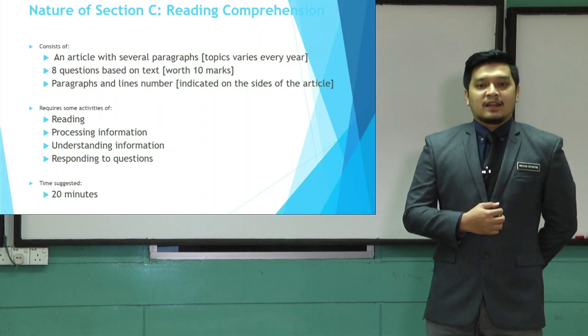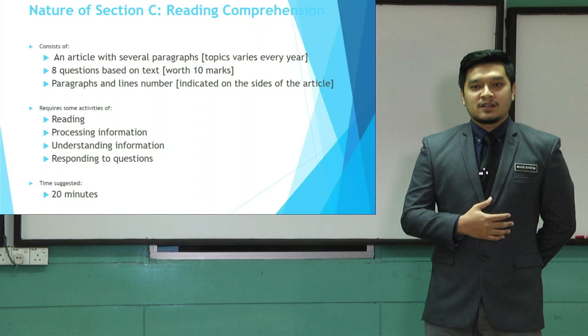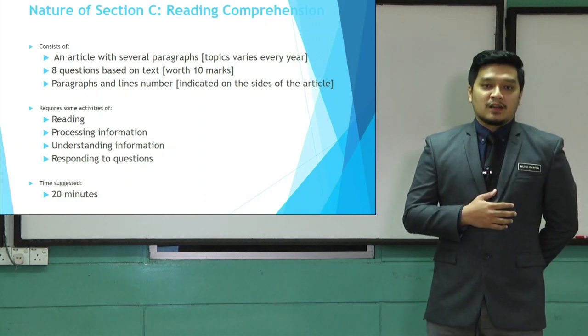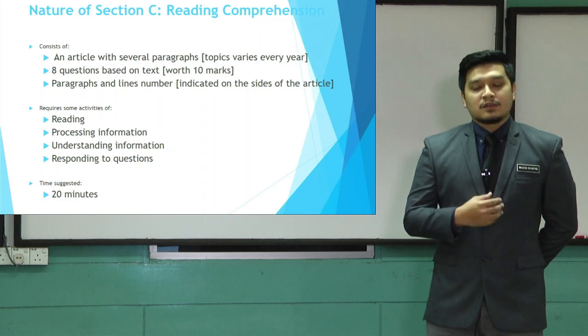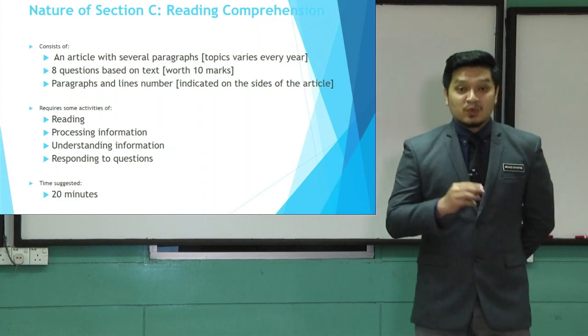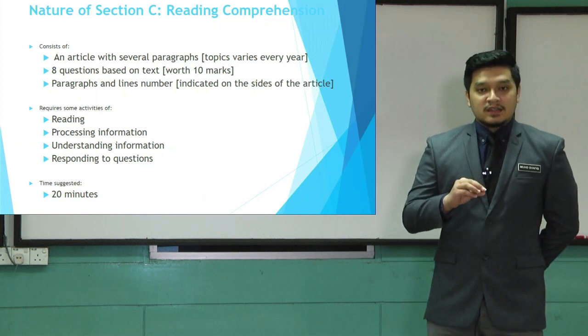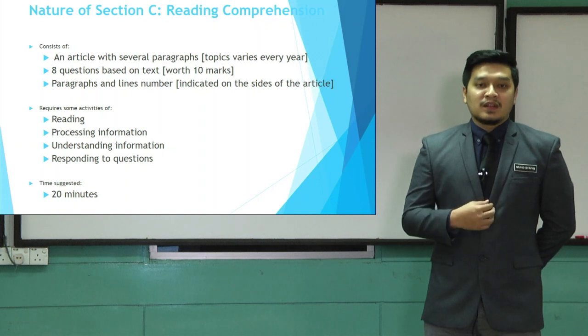And then, as we all know, reading comprehension is only a part of Section C, which has 50 minutes of time allocation. So, it is advised for students to spend only 20 minutes for the reading comprehension part, because you will need another 30 minutes to finish your summary writing.